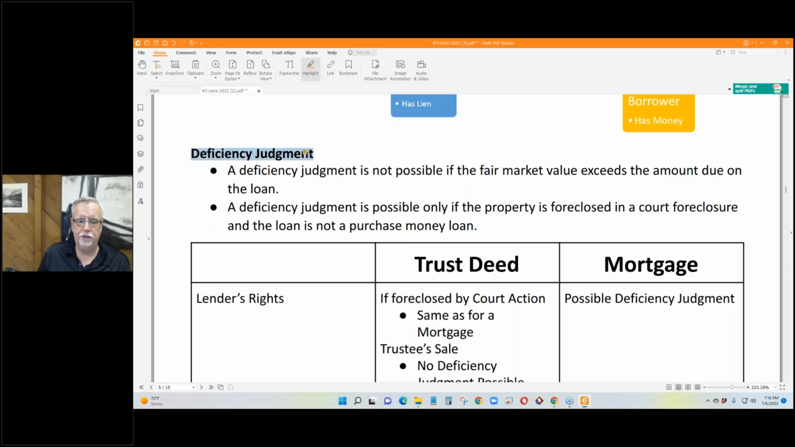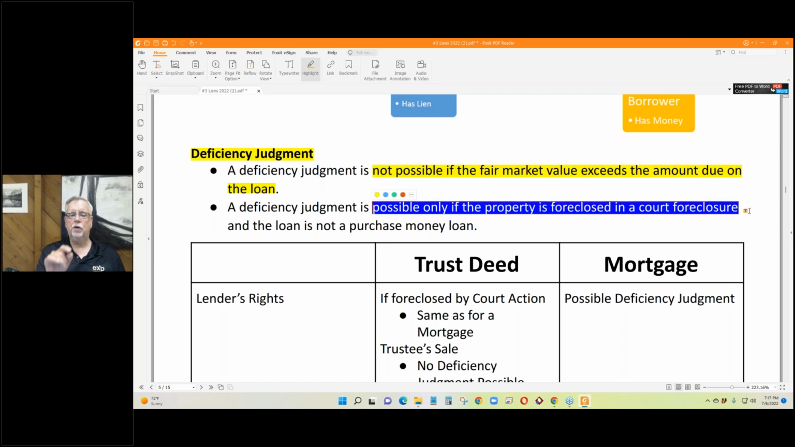A deficiency judgment is not possible if the fair market value exceeds the amount of the loan. It isn't necessarily what the highest bid is that determines whether there's a deficiency. It's simply what the property is worth. Because remember, in the other chart, the lender always had the right to take the property. A deficiency judgment is possible only if the property is foreclosed by court. Remember, it's called a judgment. And in order to get a judgment, well, you need a judge. And to get a judge, you got to go to court.